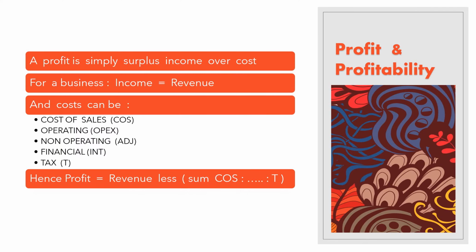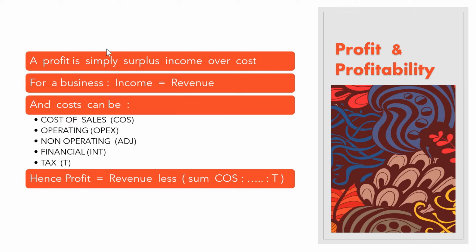So I will probably explain to them that, look guys, profit is simply a surplus of income over cost. In a business, if you make more income than your cost, then you make a profit. If your income is lesser and your costs are more, then of course it means you have made a loss. So for a business, income, which is sometimes called revenue, which is also called sales by the way, the income from your sales minus all your costs equals profit. And then I would explain to them how these costs work and things like that.